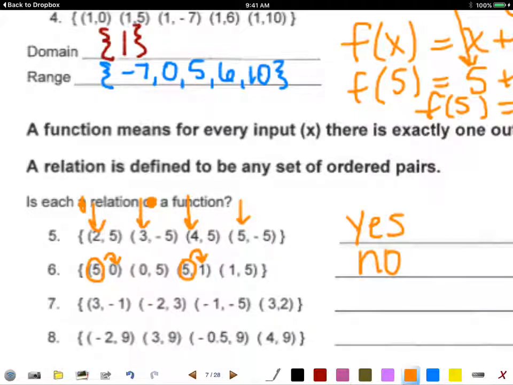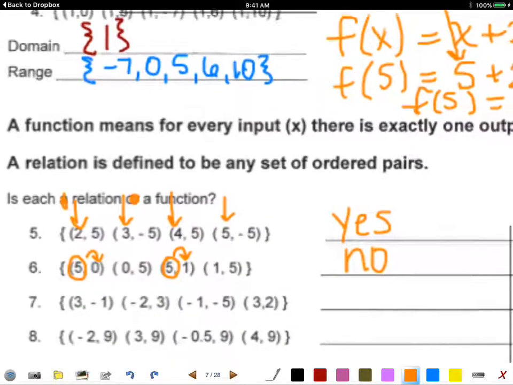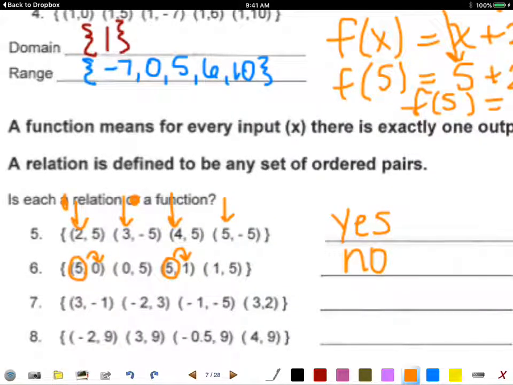So, number 7. Look at number 7. Why is it not a function? So 3 is going to -1 and 3 is going to 2. Yeah, that's not okay. What about number 8? That's fine. That's a function.